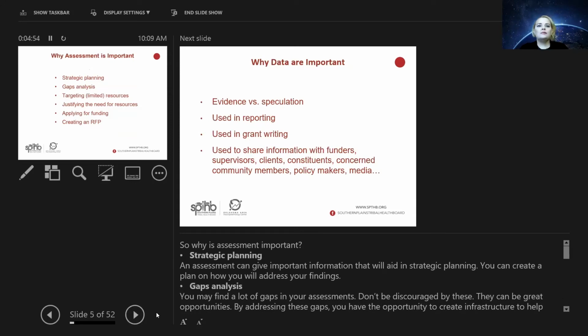So why is assessment important? Strategic planning. An assessment can give important information that will aid in strategic planning. You can create a plan on how you will address your findings.